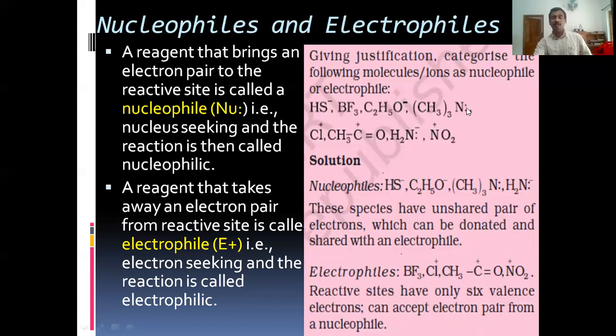(CH3)3N with a double dot represents an electron pair, so it is a nucleophile, an electron rich nucleophile. Cl plus, electrophile, electron seeking. CH3C plus double bond O is also an electrophile, electron seeking. NH2 minus, nucleophile. NO2 plus, electrophile. That is classified here. Nucleophiles: HS minus, C2H5O minus, (CH3)3N and NH2 minus. And electrophiles: BF3, Cl plus, CH3CO plus, NO2 plus.